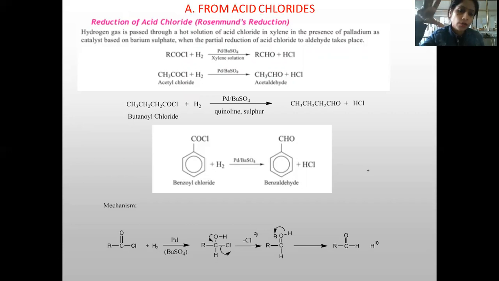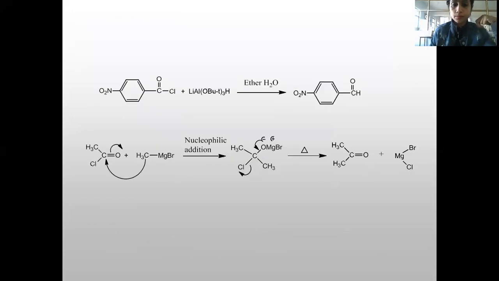Like if we take acetyl chloride and reduce it over this catalyst, the product will be acetaldehyde with the removal of an HCl molecule. Similarly, benzoyl chloride, the benzene derivative, will give benzaldehyde. Now, if we see the mechanism, H2 will divide as H plus and H minus, and then the H minus will attach itself to the carbonyl carbon, with simultaneous removal of the chloride ion, and then shifting of the bond, and subsequent removal of the H plus group.